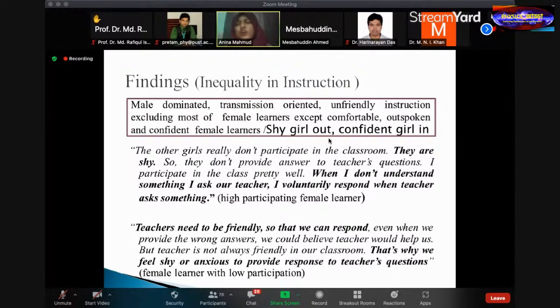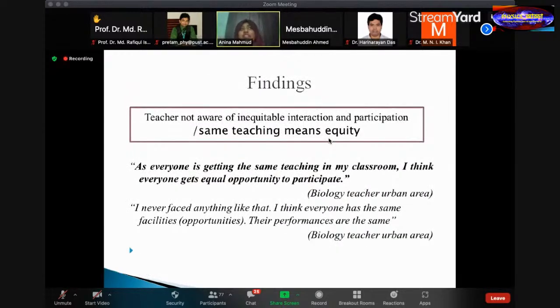Except for some girls with confident personalities who can voluntarily participate in a science classroom, the girls mainly cannot. The boys are mostly confident and participate by themselves, but some girls who classify themselves as shy, quiet girls cannot participate, and they say this is because of teachers' unfriendly teaching practice. Another finding is that teachers are not aware of this inequality in their practice in the classroom.